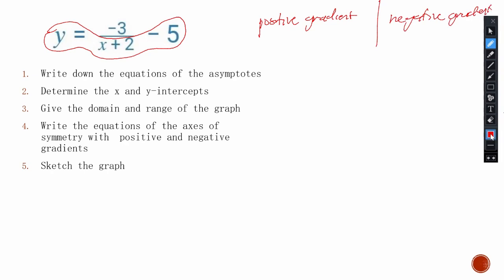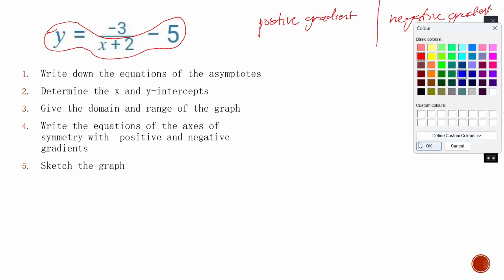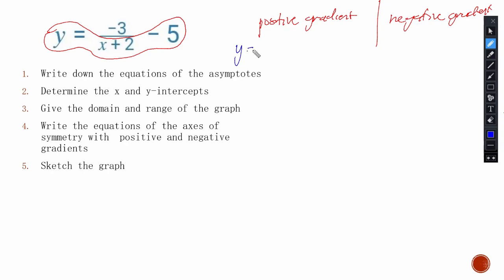Okay. So positive gradient, we are just simply going to have y is equals to x plus 2, then minus 5, which will then simplify to x minus 3 because 2 minus 5 is negative 3.